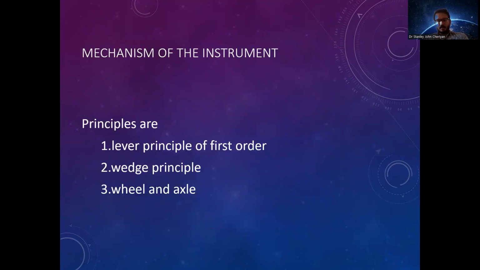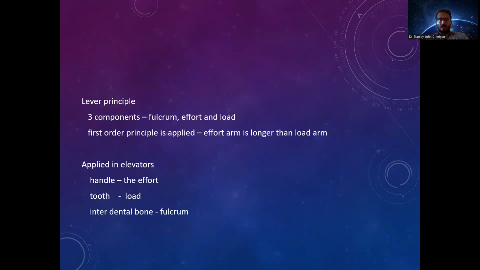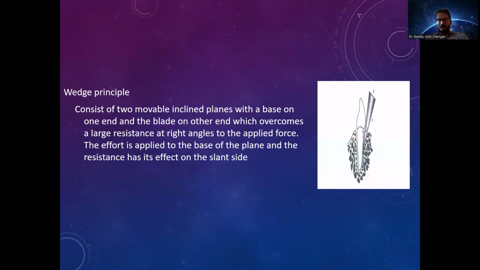Then principles of extraction include the lever principle, wedge, and wheel and axle principle. The lever principle has three components: fulcrum, load, and effort. When applied in elevators, the handle is the effort. So the first order principle is applied: the handle is the effort, the tooth is the load, and interdental bone is the fulcrum.